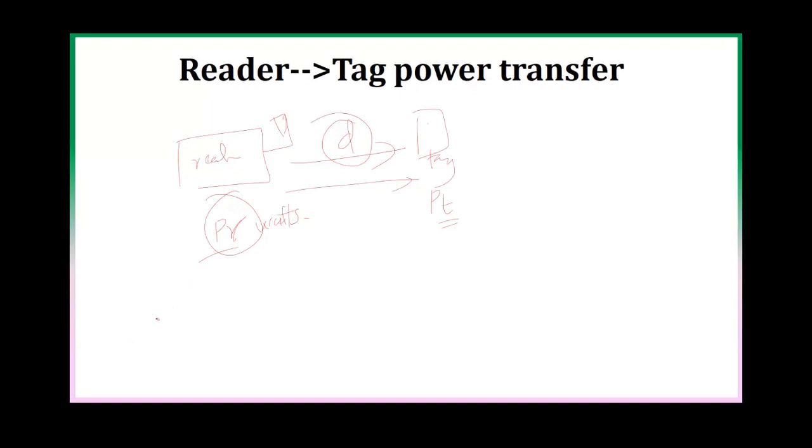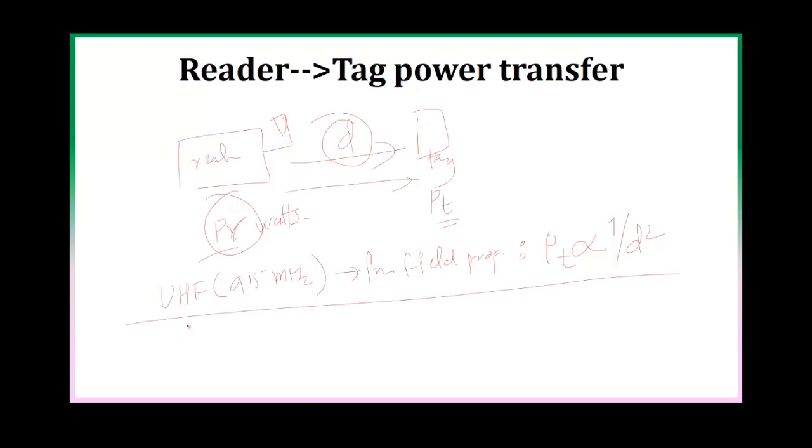For example, if I am using the UHF band of frequency, which is 915 megahertz, in that scenario this is called far field propagation. In that case, the power received at a tag will be proportional to 1 by d square, or inversely proportional to the square of the distance. In general, that will be the case with UHF.